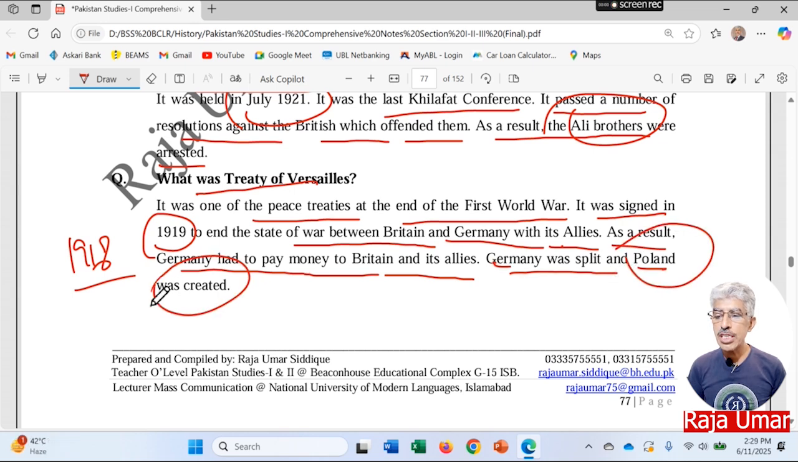So this treaty proved really very fatal for Germany, and this is what was perceived by the Muslims over here in the subcontinent, that if the Allied forces could demolish or dismantle Germany, they could also do the same for the Turkish Empire, and this is what they have seen afterwards.